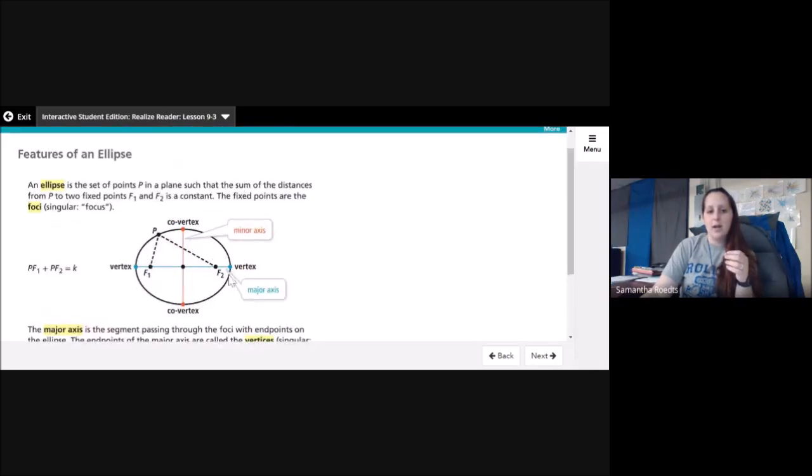Okay? So here, again, here's my ellipse. Any point on this circle, I pick two foci. And if I add them together, they give me a constant, okay? From there, I can draw a line, which is my major axis between those two foci, and it ends at a vertex on either side of the ellipse. Going through the center, that's my co-vertex and my minor axis.